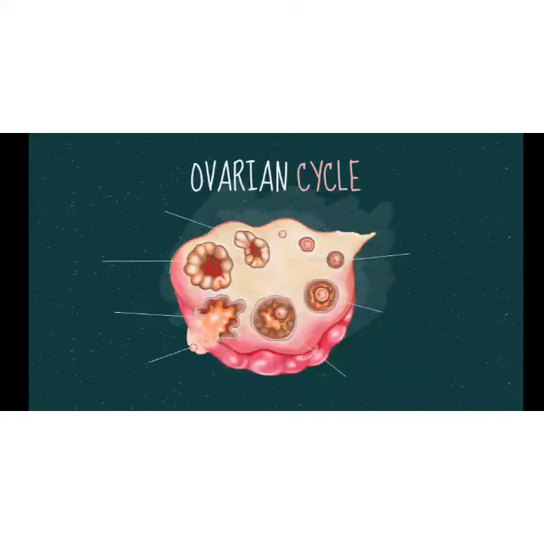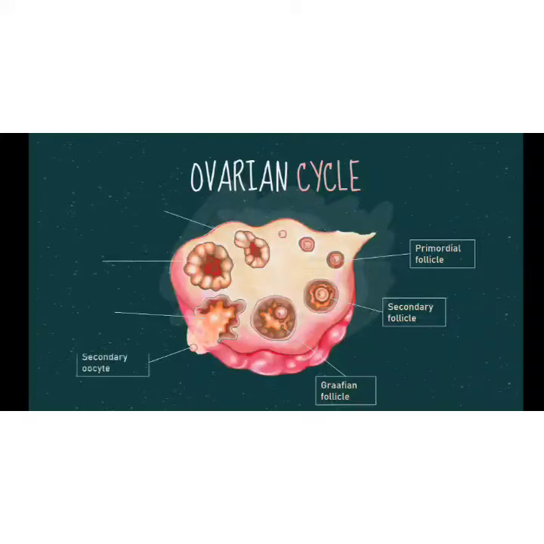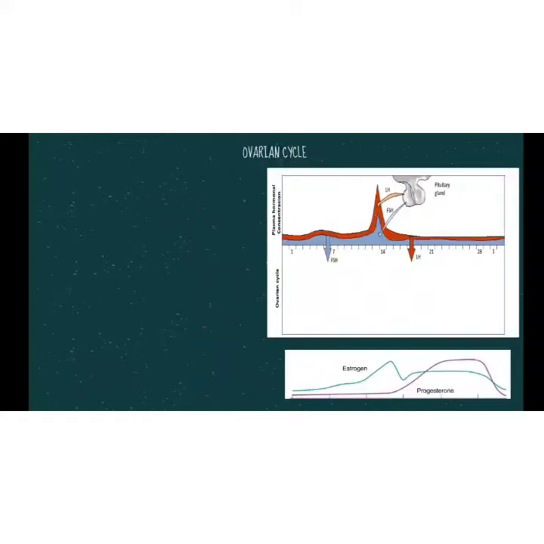Okay, this is the structure of the ovarian cycle. In the ovary, as we know, there is a primordial follicle, and it will grow to the secondary follicle, and the secondary follicle will grow to become the Graafian follicle. At day 14 it will rupture and release the secondary oocyte, and it will become the corpus luteum, and the corpus luteum will degenerate to form a new cycle. Okay, so let's go through the ovarian cycle.